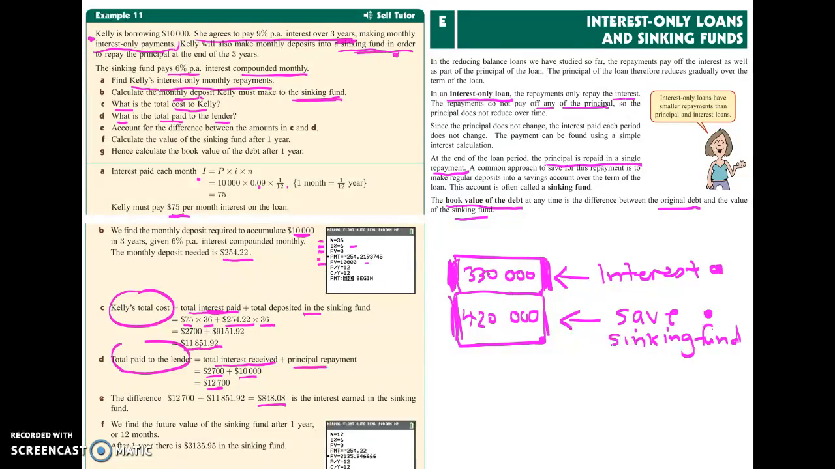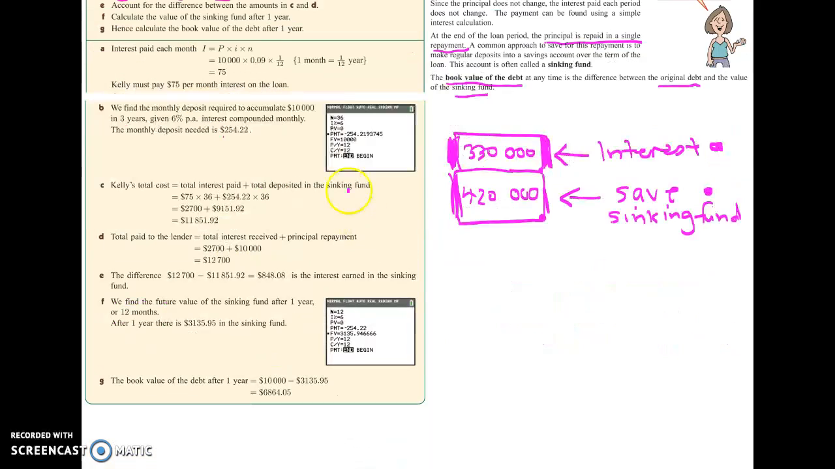All right, let's move down a little bit. One moment. So now we're looking at part F. Back up here in the question, calculate the value of the sinking fund after 1 year. So thinking about what the sinking fund is, it's the savings account. So we find the future value after 1 year, which is something that you guys can already do. So if we do the calculation, you can see that we have $3,135.95 in the sinking fund after 1 year. Then part G says hence, so use the previous answer to now answer this one.